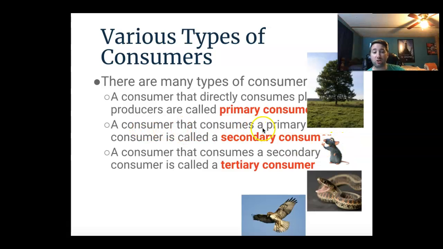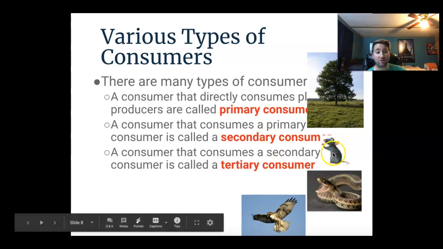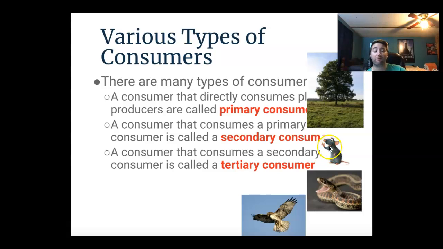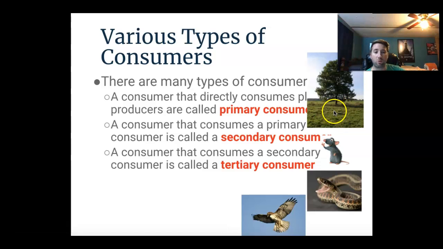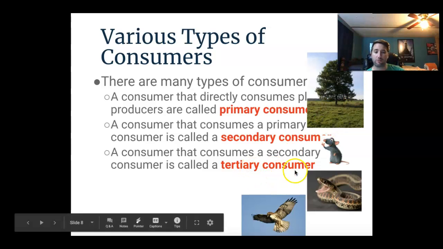A consumer that consumes a primary consumer is called a secondary consumer. So this snake here, if he eats the rat from Ratatouille, then he's going to be a secondary consumer. This rat is eating acorns or something from this tree. Maybe it's eating some grass or something. And then finally, a consumer that consumes a secondary consumer is going to be called a tertiary consumer. So this hawk here is going to eat this snake that ate this rat, and then the rat ate the grass or the acorns or whatever. So it's called a tertiary consumer.